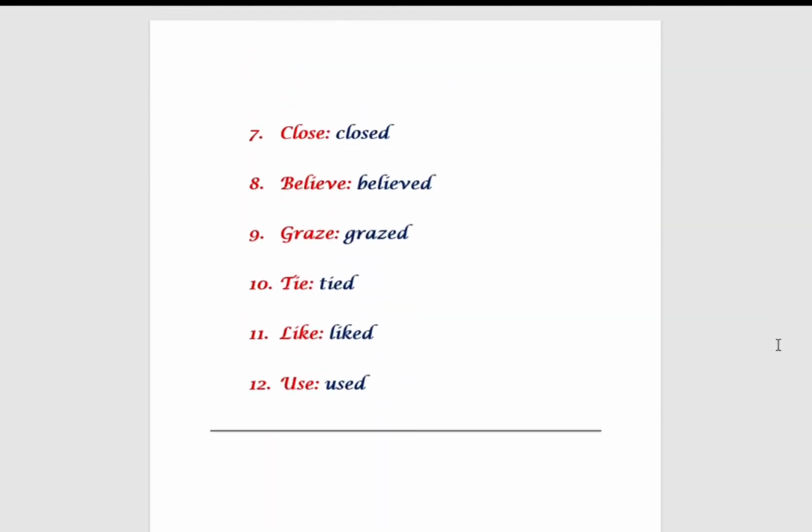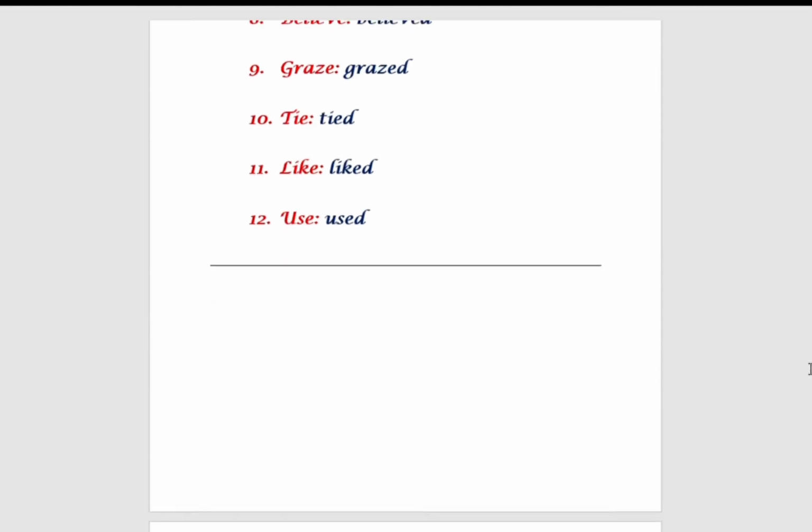Close, closed, believe, believed, graze, grazed, tie, tied, like, liked, use, used.